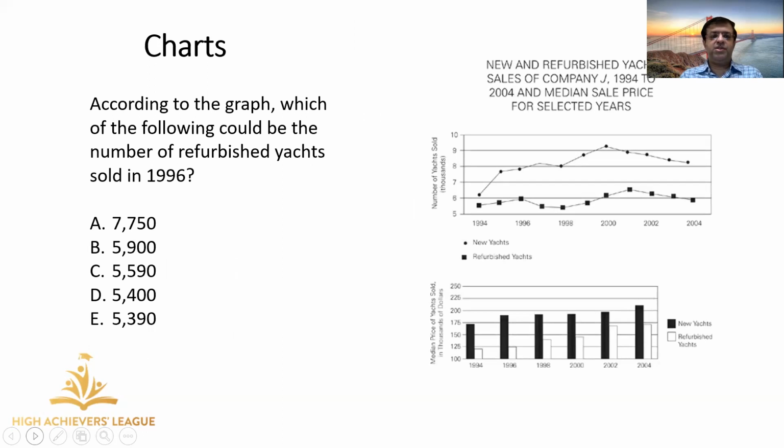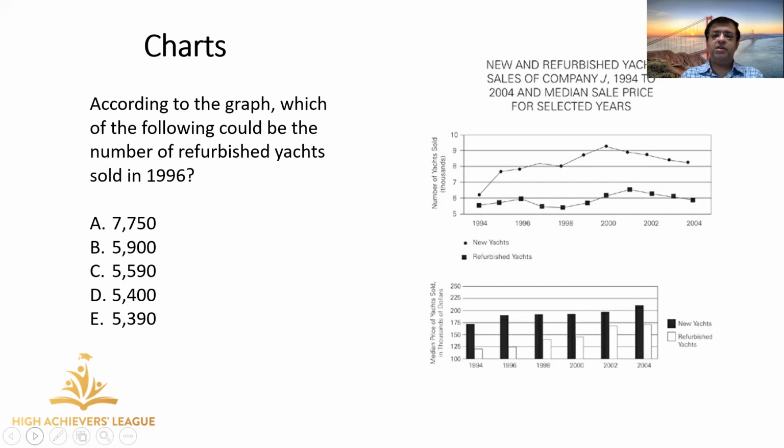All right, so this is a sample from data analysis. I told you that you will get some questions where you'll be given graphs and tables and charts. These questions will be in the minority, but you will get those questions. So let's look at this. According to the graph, which of the following could be the number of refurbished yachts sold in 1996?